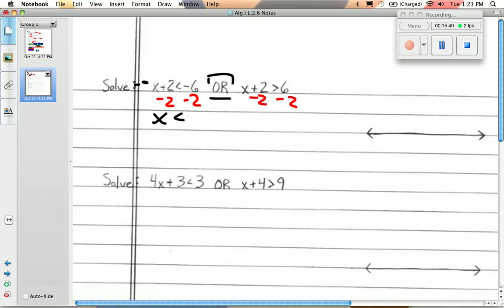What's the first one's solution? X is less than -8. Do we put the word and? Or. Even though it looks like there's going to be two solutions, that doesn't mean we use the word and. So what's the other one? X is greater than 4.